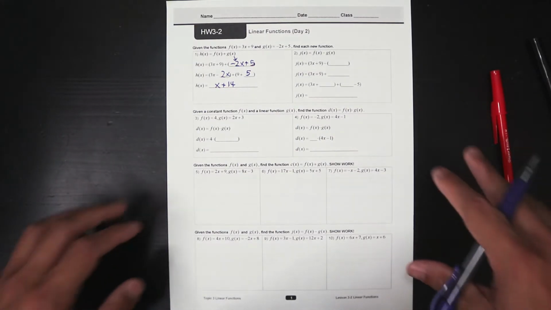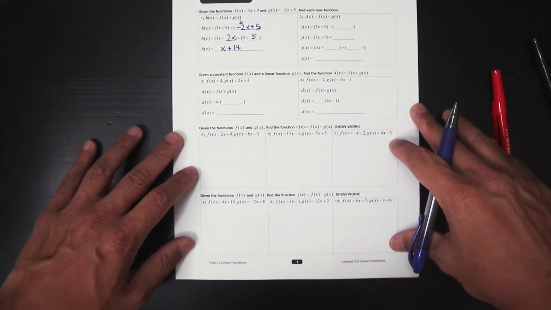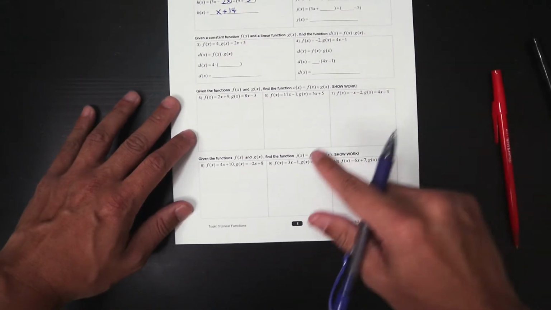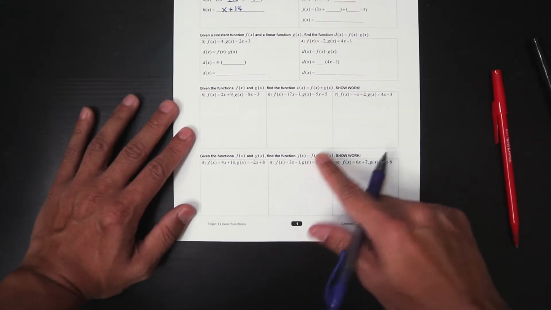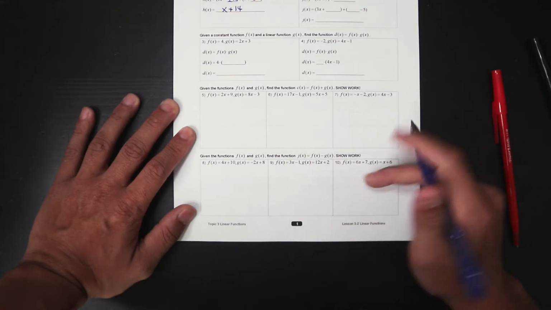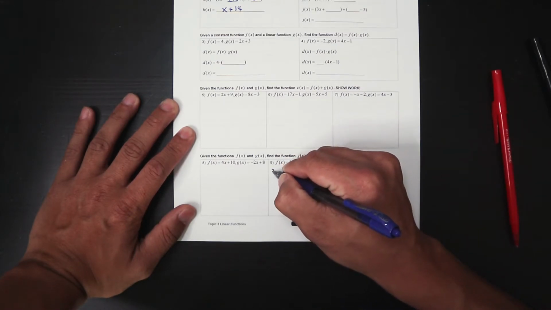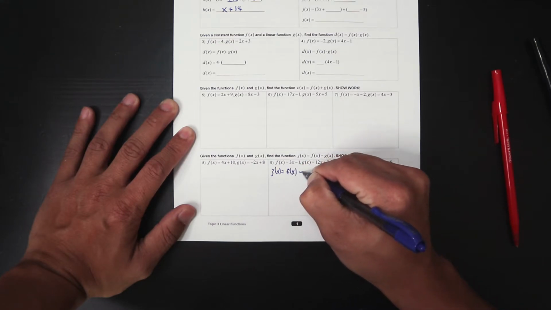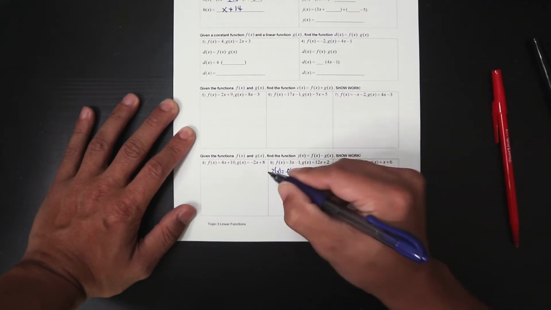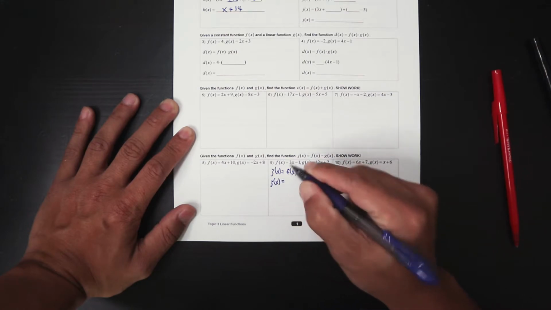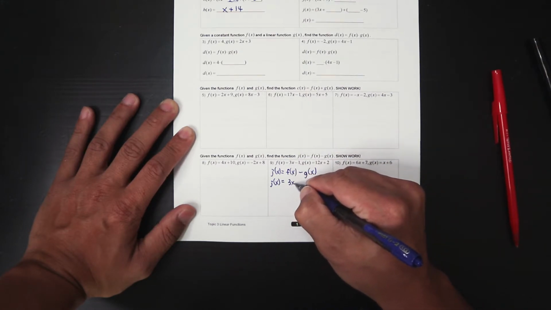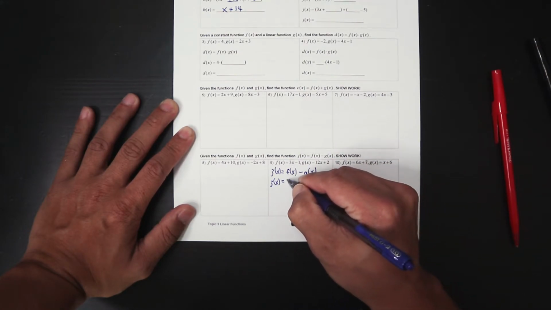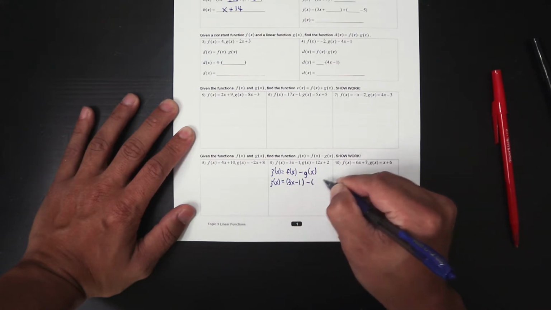Okay, let's take a look at more problems. Let's say I were to do a subtraction on number 9. So if I were to show work, I first would say j of x is equal to f of x minus g of x. I copy the problem first. And then from there, I replace f of x, which is 3x minus 1. And then you bring down the minus sign, and then g of x is 12x plus 12.